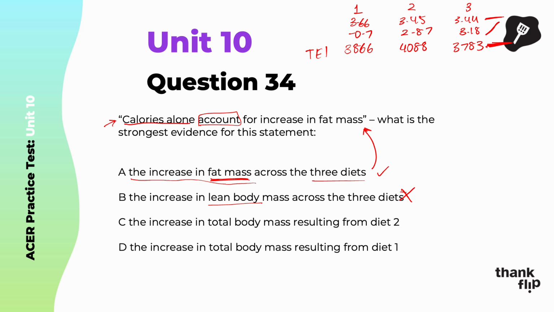Now, C is asking us to look at the increase in total body mass resulting from diet 2 specifically. The thing is, we can't actually make any conclusions around calories accounting for the increase in fat mass just by looking at one diet. You need to compare different diets to be able to see whether or not calories alone or anything else accounts for the increase in fat mass. And that's the same thing here. We're only looking at one particular diet, and so you can't actually draw any conclusions from that. So these are not good pieces of evidence for this statement. So then the correct answer here is A.